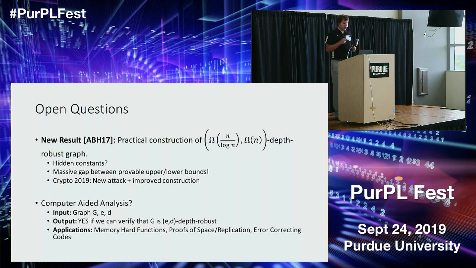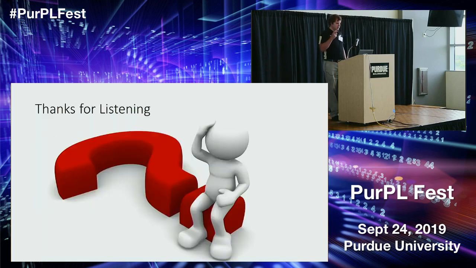So if we can do this, there are many applications. Memory hard functions is just one application. Depth robust graphs are used in lots of other areas of cryptography, proofs of space and replication. This is one of the proposals to make blockchain and cryptocurrencies more eco-friendly by replacing proofs of work with proofs of space. You can also use them for error-correcting codes and for many other cool objects. So with that, I will close and take any questions.